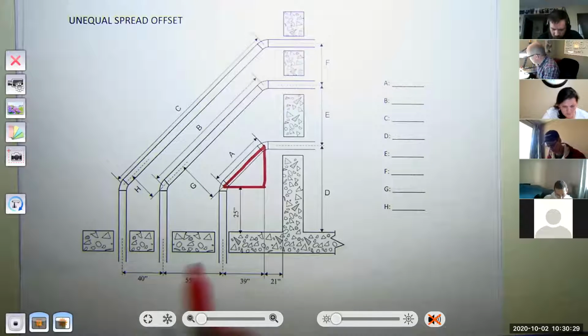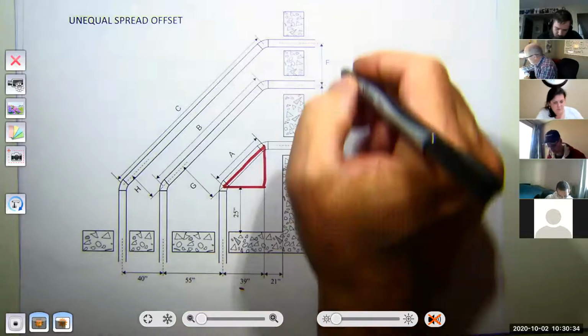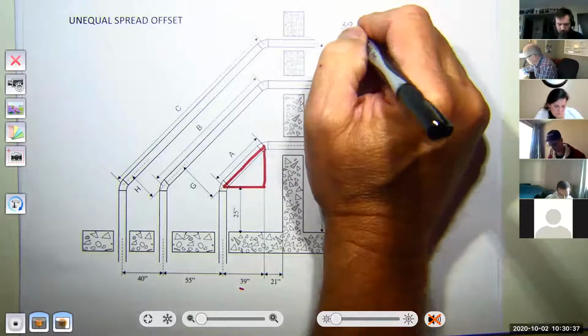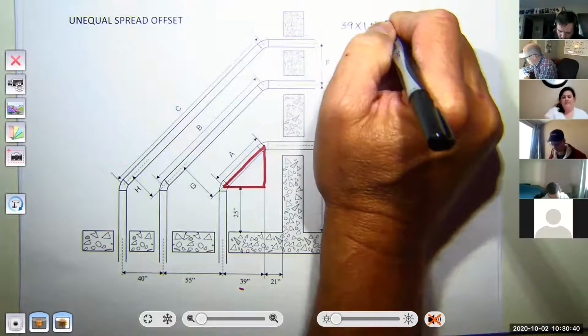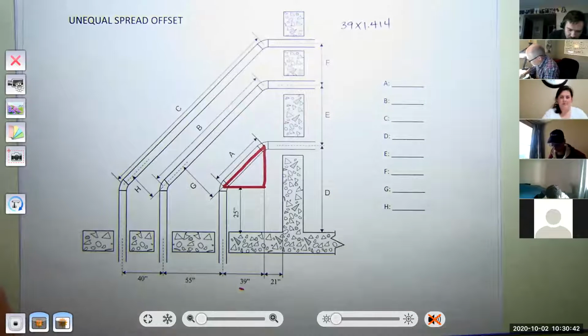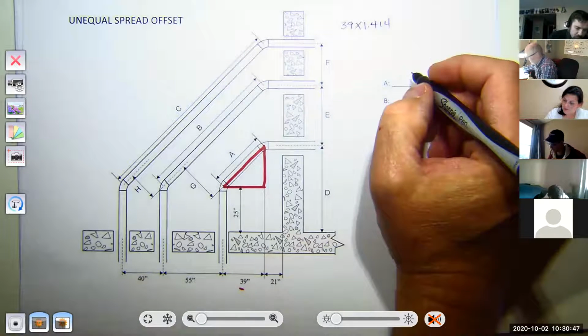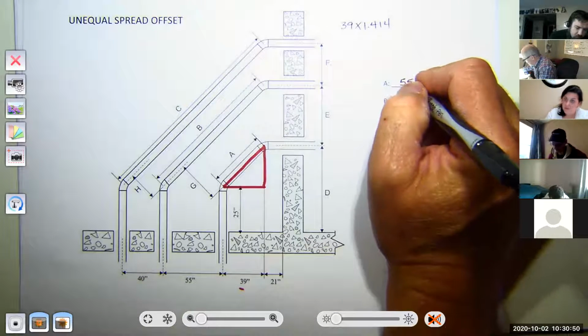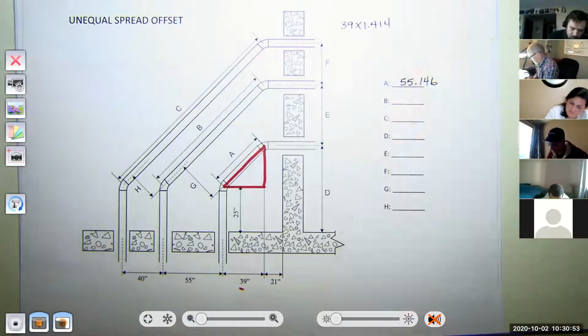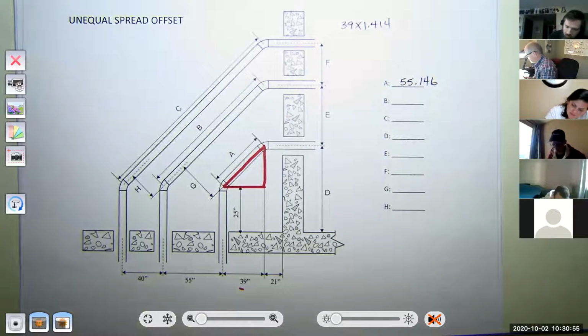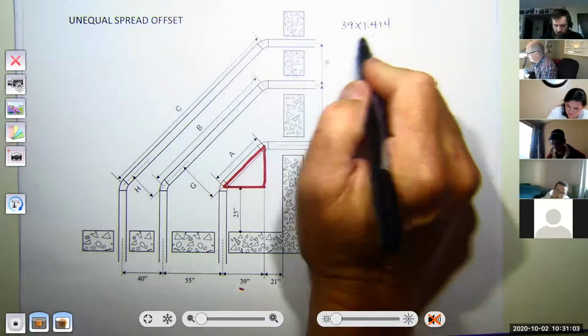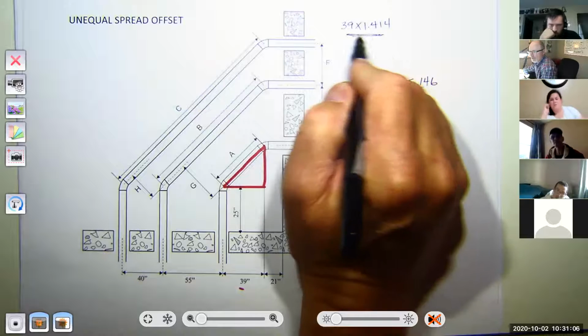And A, as you can see, we have 39 down at the bottom there. So that's our run. So A is calculated by going 39 times 1.414. So A is going to equal 55.146. Everybody got that? Is that divided or times that the A? Times, Daniel. Okay. Times.